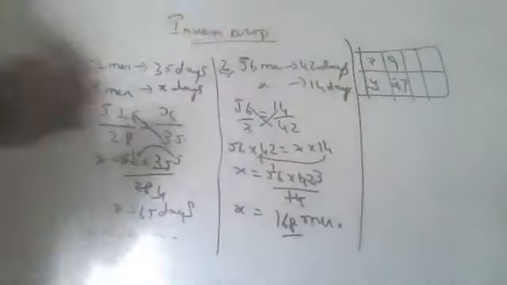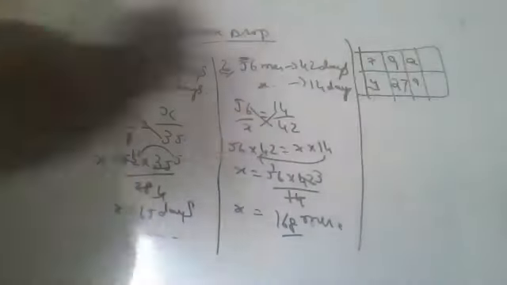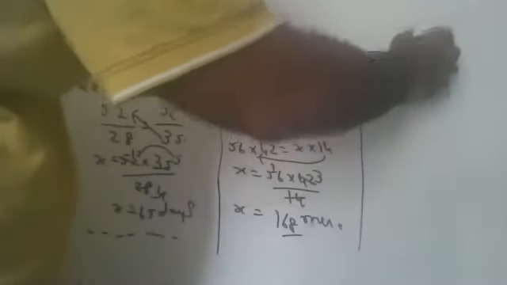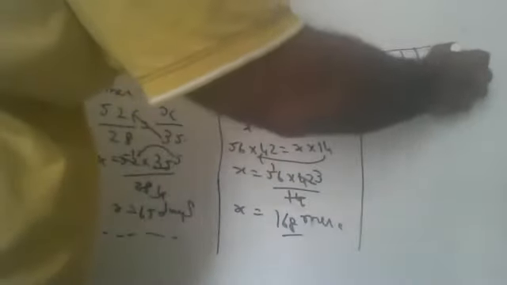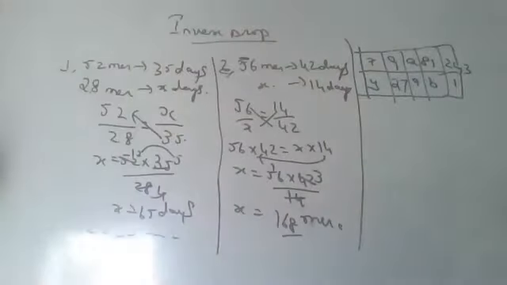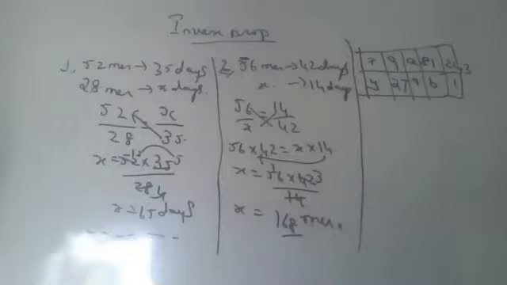First one is 9 by 27, children. Second one is A by 9. Third one is 81 by B. And fourth one is 243 by 1. Okay, children, 243 by 1. So children, since this is inverse proportion, how to do the sum?